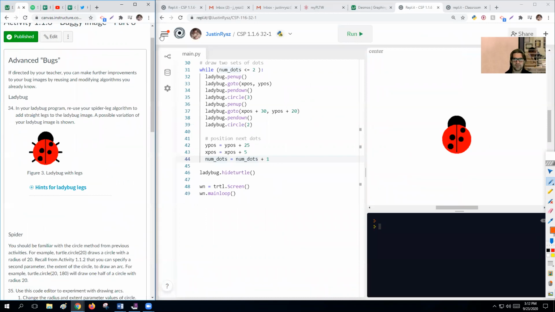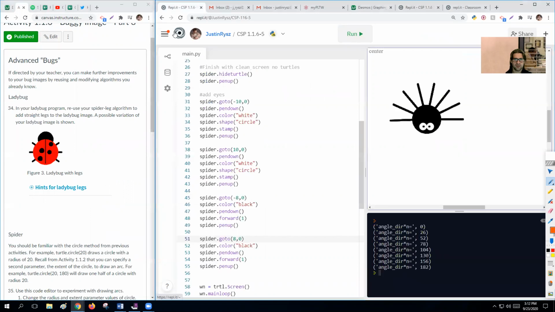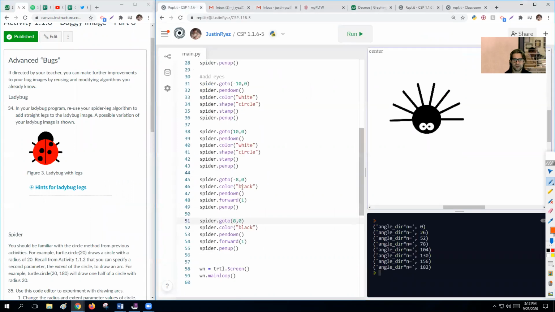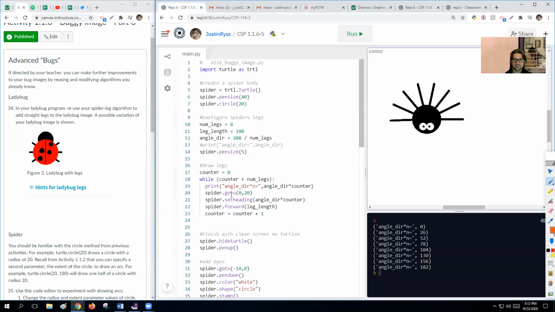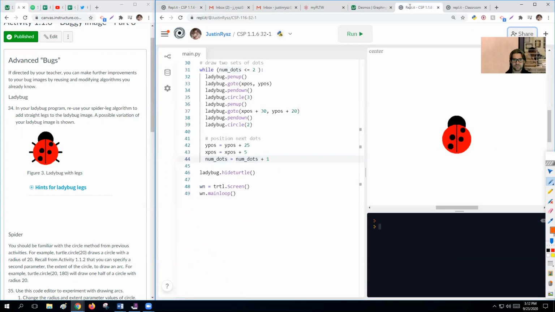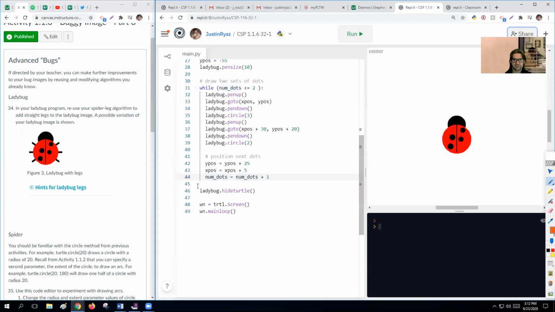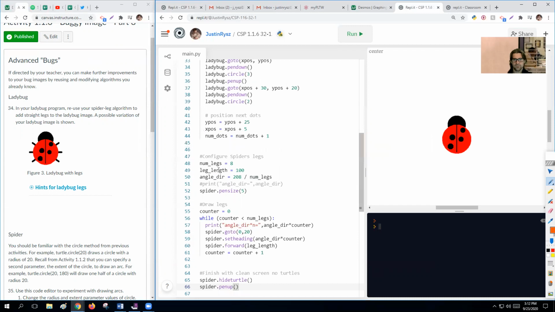So I'm going to have my Ripple page here. In fact, I'm going to open up another Ripple and look at the spider legs. Now remember, to make spider legs we pretty much used all this information here. I'm just going to copy it over and put it in with my ladybug. After we draw the dots, I'm going to paste that in. So let's make sure we have everything set. We'll probably get something wrong here, and if I run this, we probably get an error.